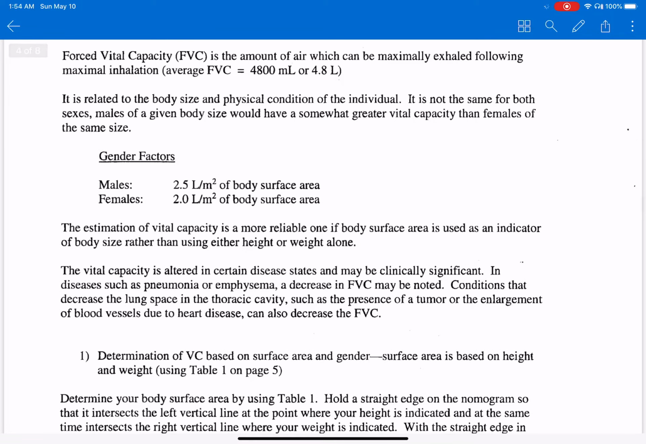Now, usually what happens is the computer already has an algorithm built into it where the information that we're going over here, like weight and height, is already plugged in based on the patient, and the computer figures out what the estimated forced vital capacity or what any number of different estimated pulmonary volumes or capacities may be. This is the more old-fashioned way of doing it, but still it's important that you understand the basis of how these estimates are actually arrived at.